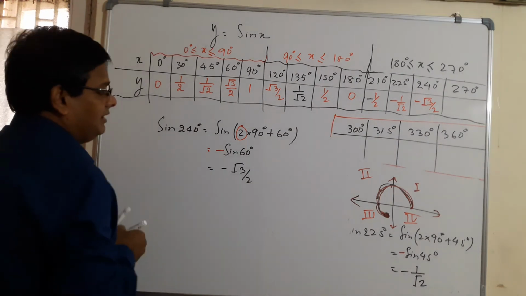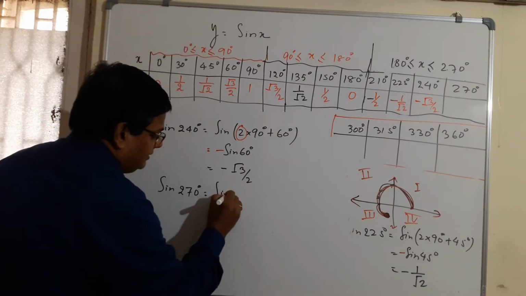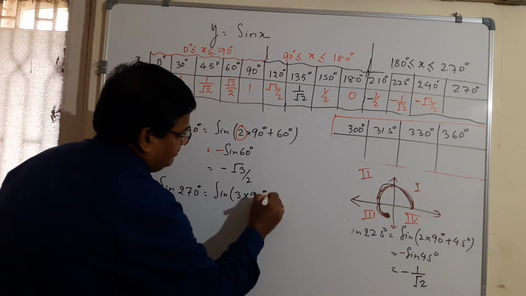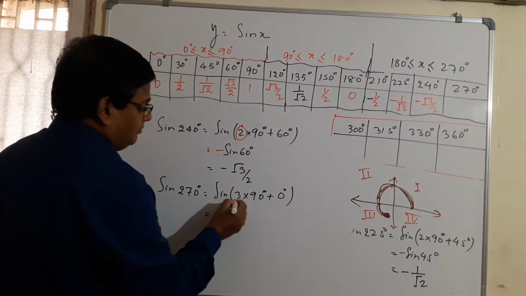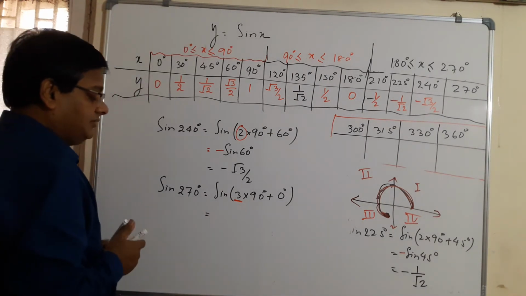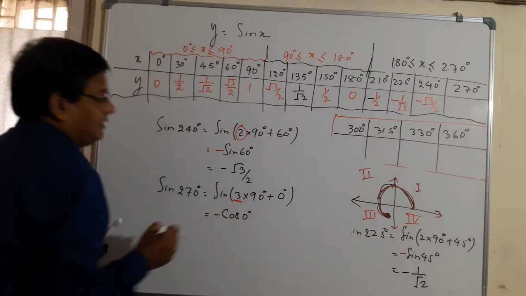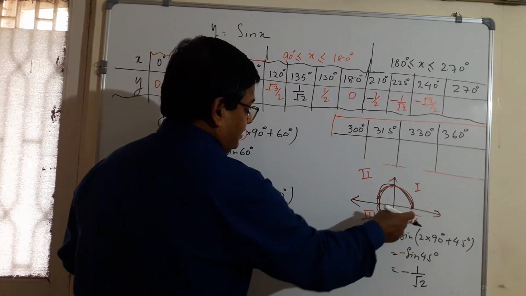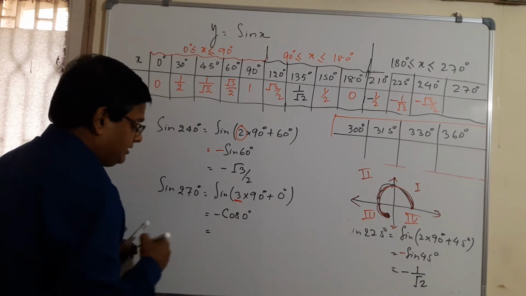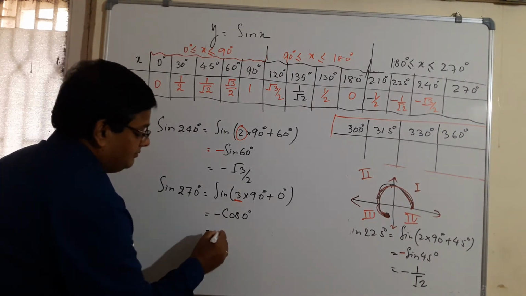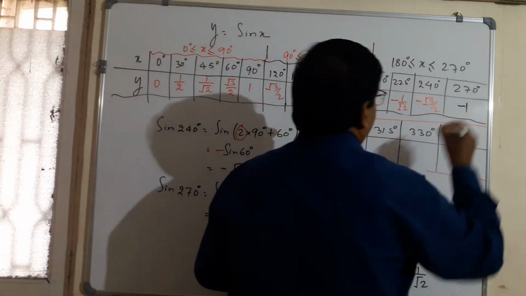Now sine 270 degree. 270 degree is sine of 3 into 90 plus 0 degree. Here 3 is an odd number, so sine changes into cos. So cos 0 degree. Which quadrant? Here, between the third and fourth, sine is negative. So negative. Cos 0 degree is 1, so this becomes minus 1. Write here minus 1.